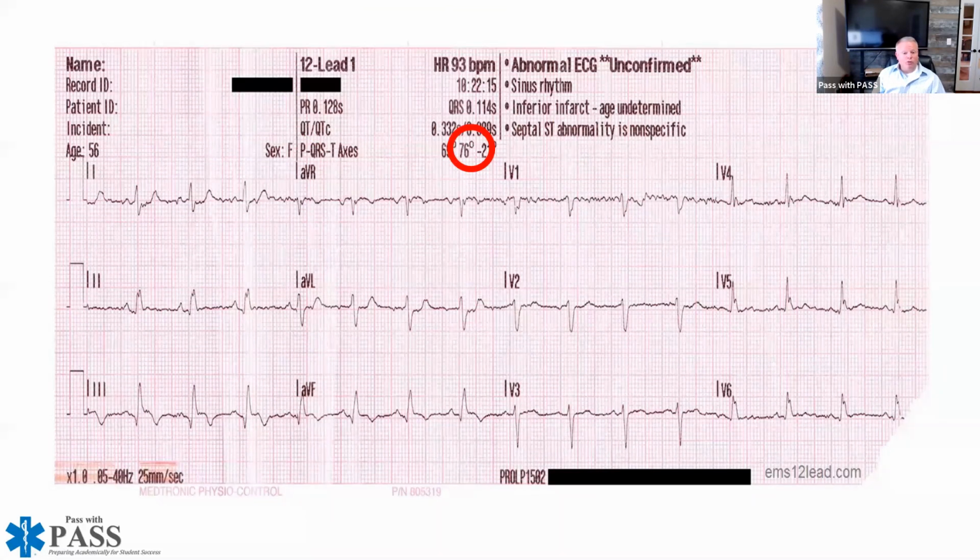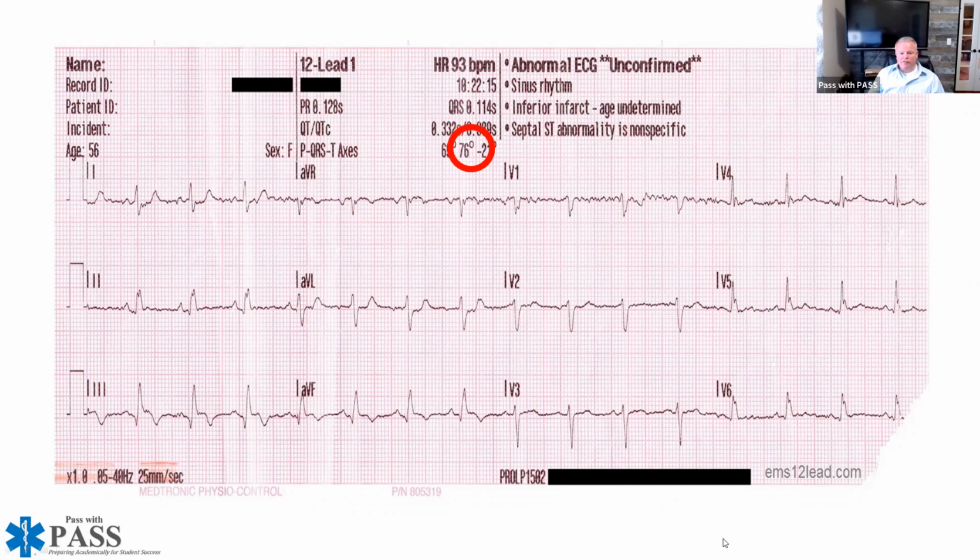If you look up at the top right, it says sinus rhythm, inferior infarct, age undetermined. I'm not telling you that you couldn't have other things, but as far as the electrical flow, things are operating the way they should be operating. Any questions about that?